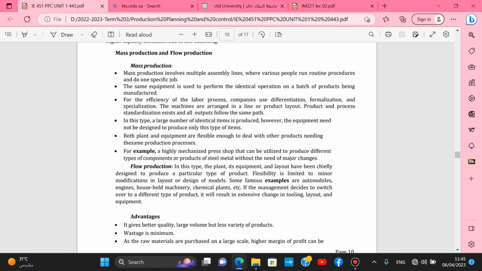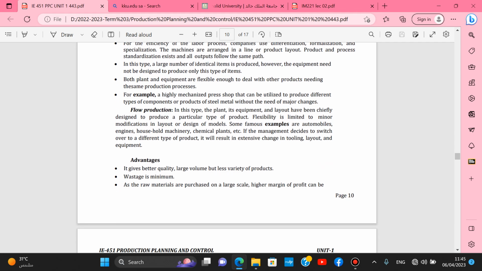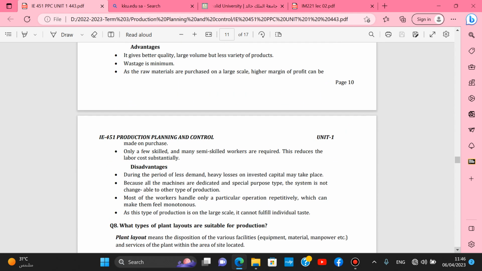tools, layout, and equipment. Advantages of this type of production: it gives better quality, large volume, but less variety of products. Wastage is minimum as the raw materials are purchased on a large scale. Higher margin of profit can be made on purchase. Only a few skilled and many semi-skilled workers are required. This reduces the labor cost substantially.